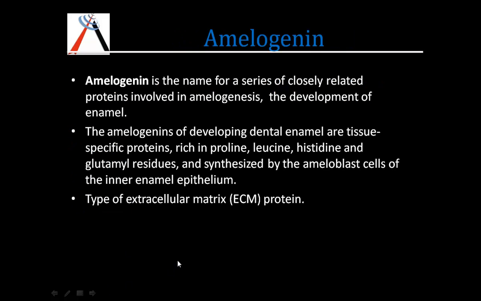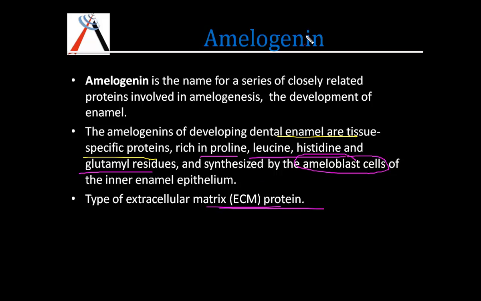Talking about the amelogenin specifically, it is a protein which is said to be involved in the process of development of enamel, that is the amelogenesis. And this amelogenin actually comprises of many tissue specific proteins which are made up of amino acids like the proline, leucine, histidine, serine, glutamyl, etc. This amelogenin is synthesized by the ameloblast cells of the inner enamel epithelium, and it is a type of an extracellular matrix protein.